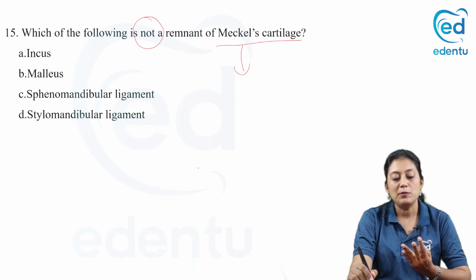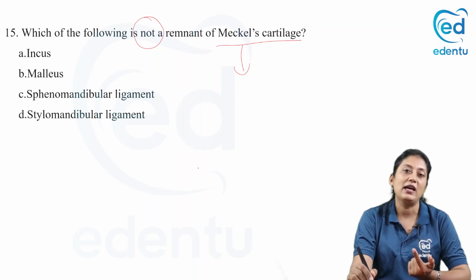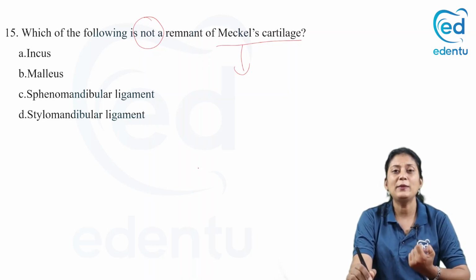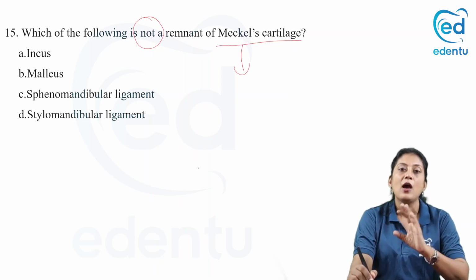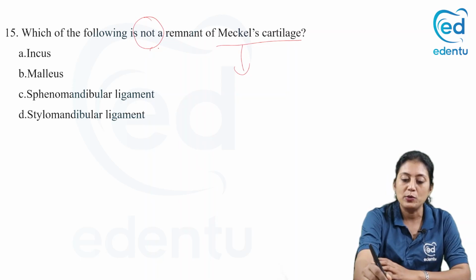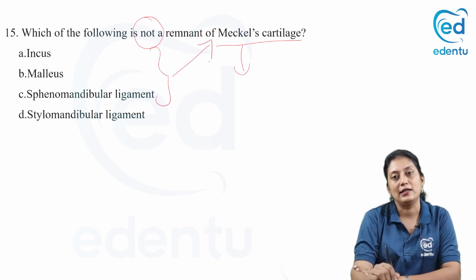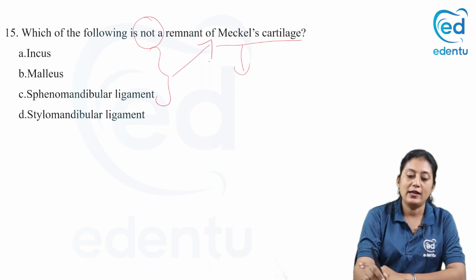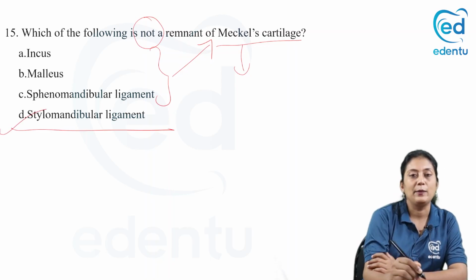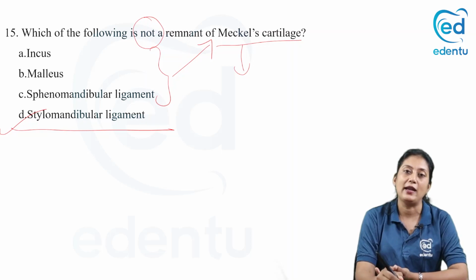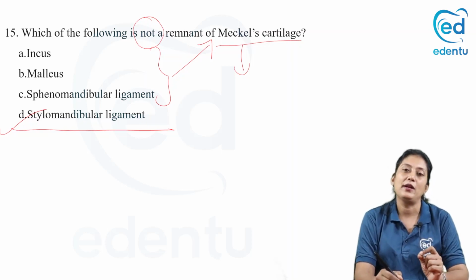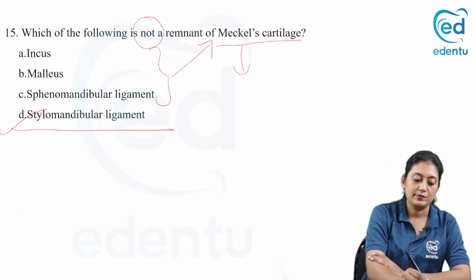So, incus, malleus and sphenomandibular ligament. The sphenomandibular ligament connects the mandible with the sphenoid. All these three are remnants of Meckel's cartilage. What is not a remnant is the stylomandibular ligament. The stylomandibular ligament connects the styloid process with the mandible. That is not a remnant of Meckel's cartilage.